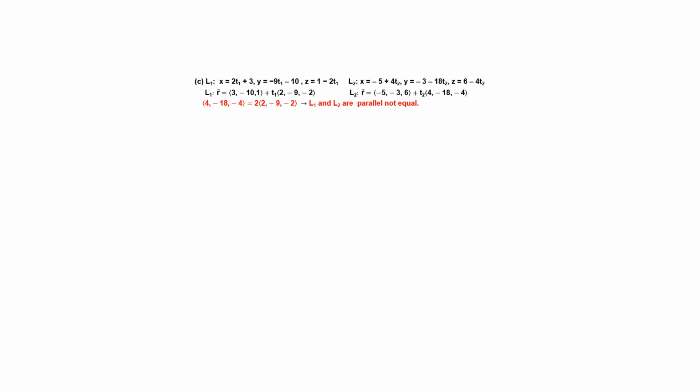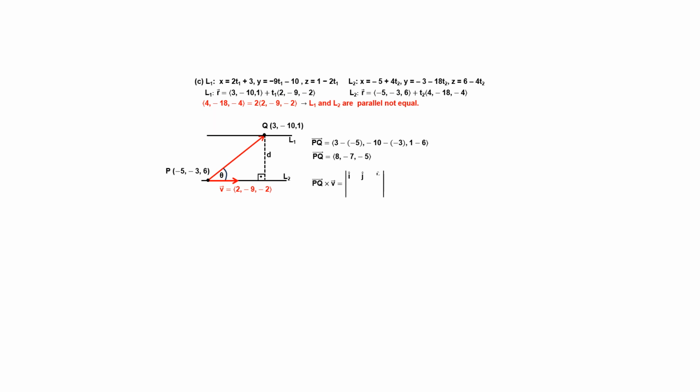Now, to find the distance between them, we can use the formula to calculate the distance between a point and a line. Let Q be a point on line 1 and P a point on line 2. We find the vector PQ by subtracting their corresponding coordinates. From now on, the procedure is the same as the second example.